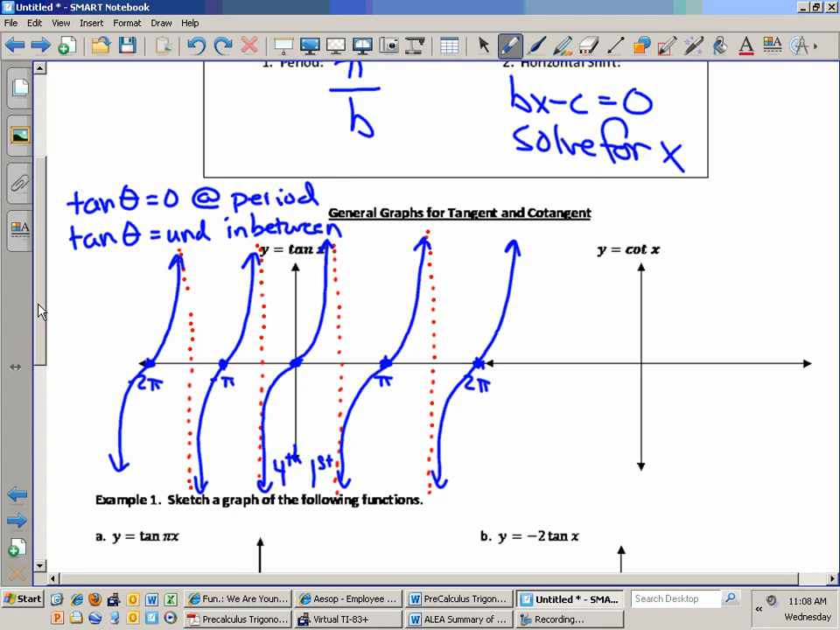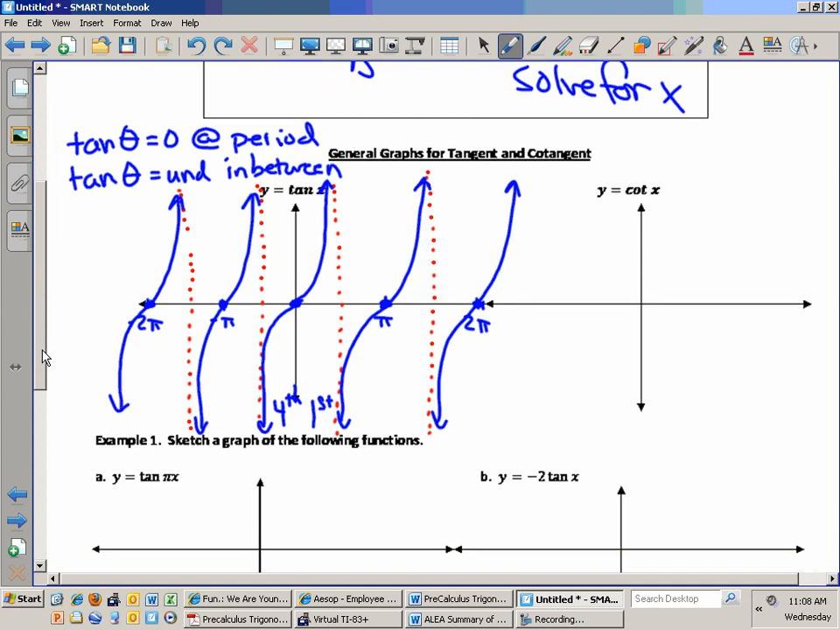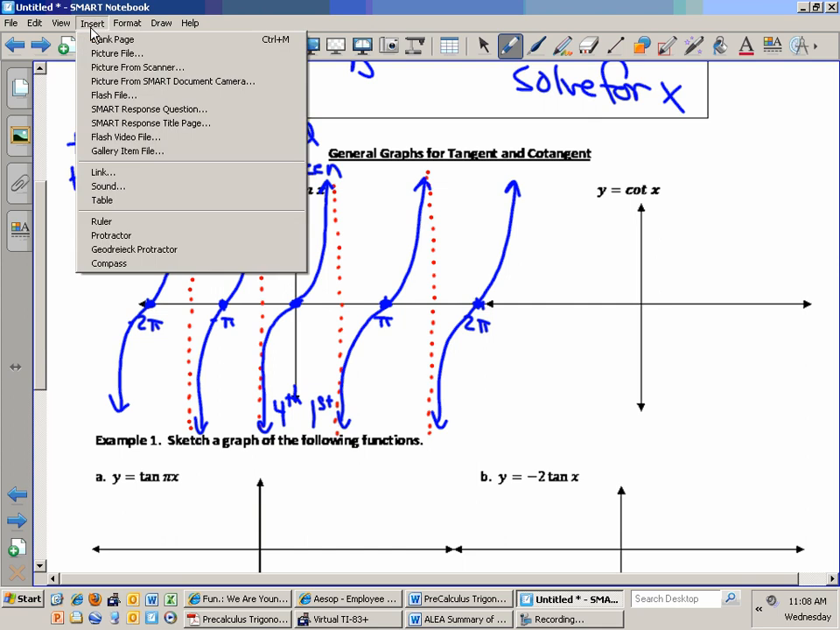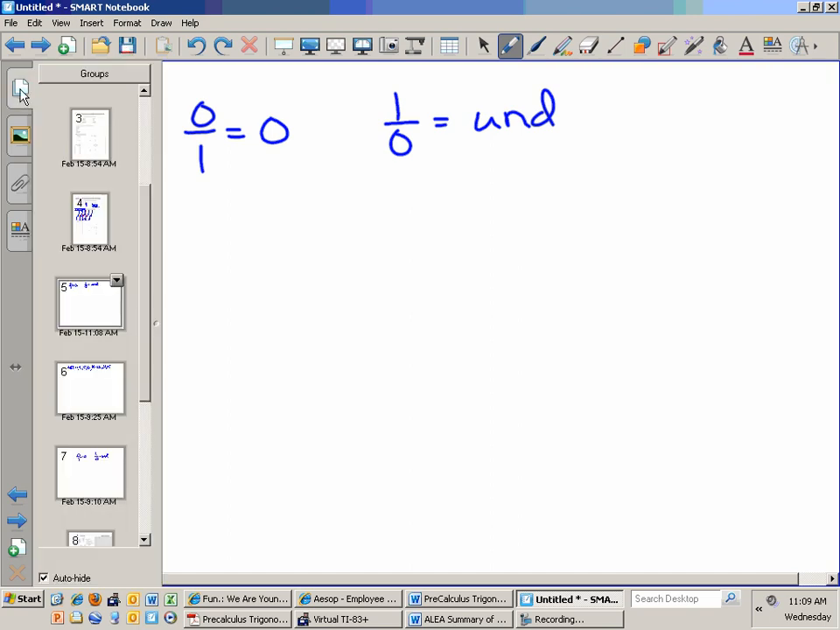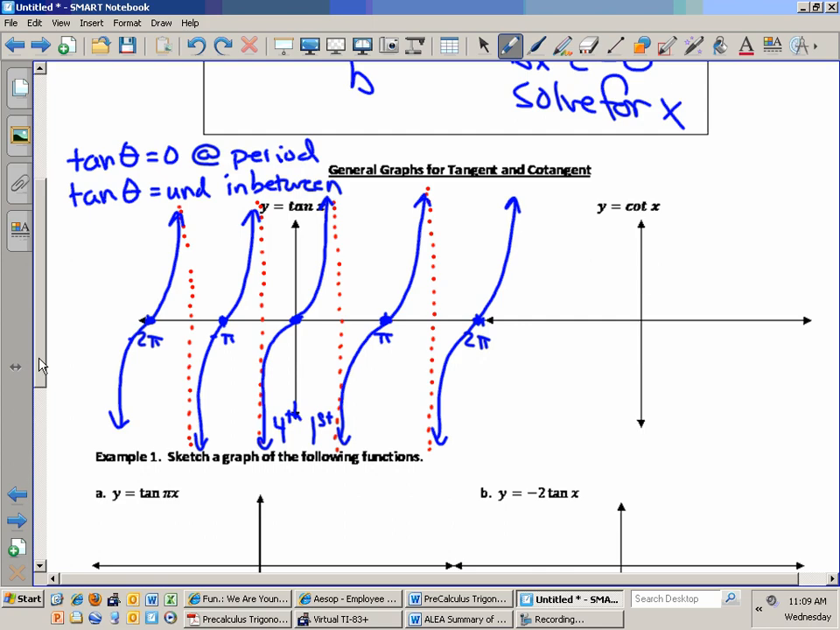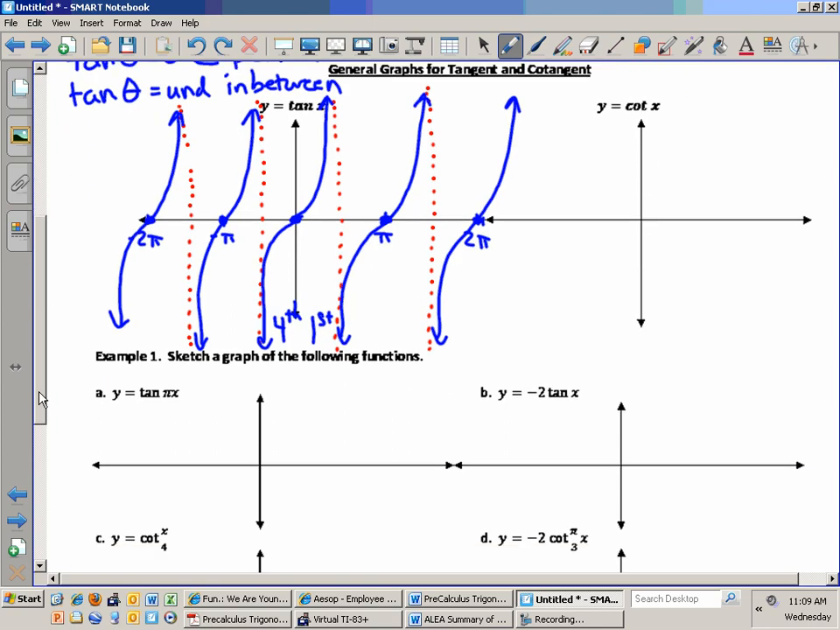Tangent starts down and finishes up. Cotangent is exactly opposite, but I want you to think about something here, okay? Tangent of theta equals 0, okay? What is the reciprocal of 0? Undefined. If you have 0 over 1, that's equal to 0. But if you have 1 over 0, that's undefined. So since tangent and cotangent are reciprocals of one another, cotangent and tangent have reciprocal values.